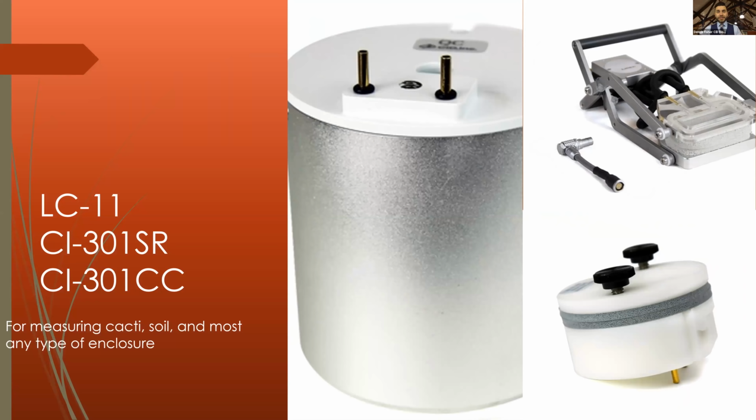Now, for more miscellaneous and oddball chambers, we created the LC11, which is for cactus leaf chambers. You can see it in the top right corner there. We actually created a soil respiration chamber as well, which is this large one right in the middle. And we also have, just in case you want to create your own type of chamber, the CI-301CC canopy chamber attachment. It's basically an interface between any chamber you create and the instrument, allowing you to design and adjust as you will.